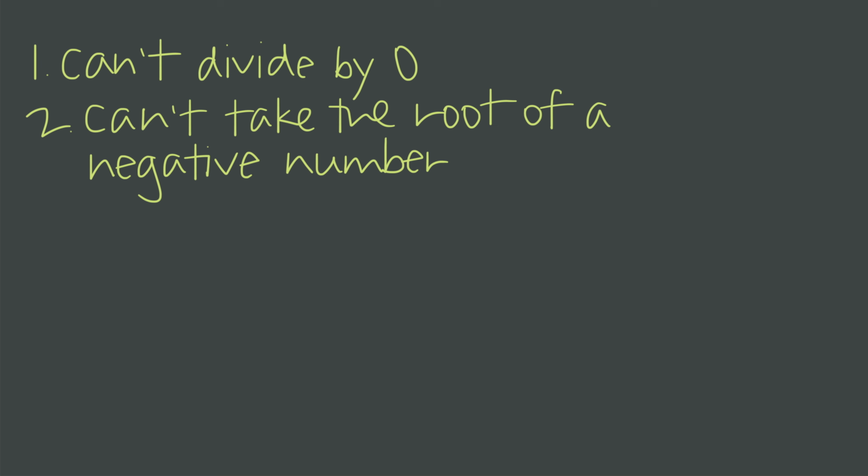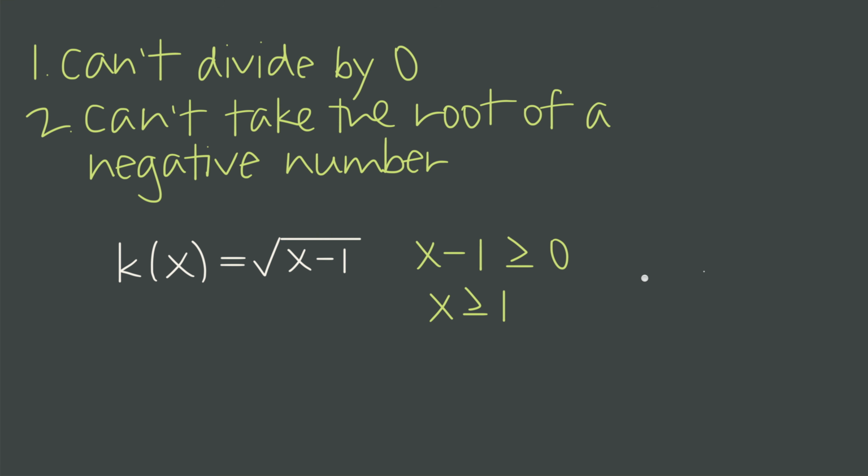Our second red flag is that we can't take the root of a negative number. So for instance, if we have this function, k of x equals square root of x minus 1, because we have this root here, the value underneath the root cannot be negative. It can be 0 and it can be positive, but it can't be negative, which means that x minus 1 has to be greater than or equal to 0. We take the value under the root and we set it greater than or equal to 0. Then we can solve this inequality by adding 1 to both sides to get x greater than or equal to positive 1. So for the function k, the domain is all x greater than or equal to 1.